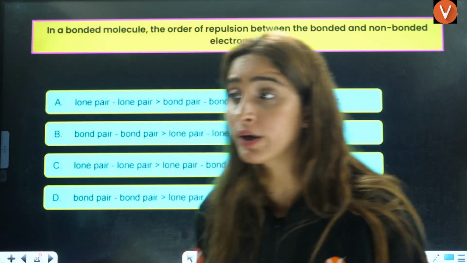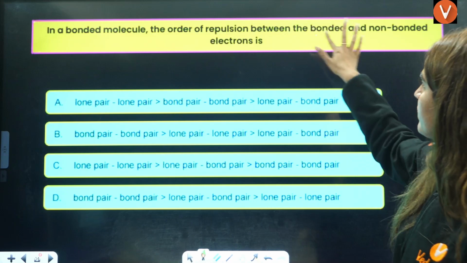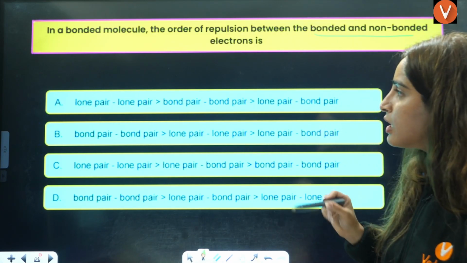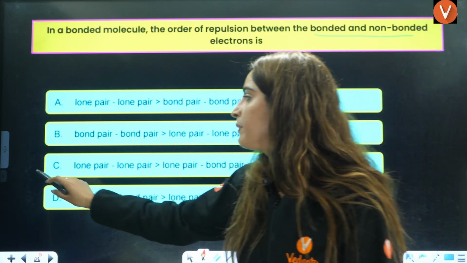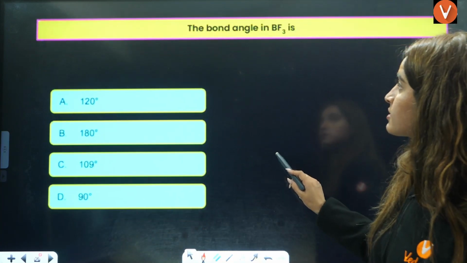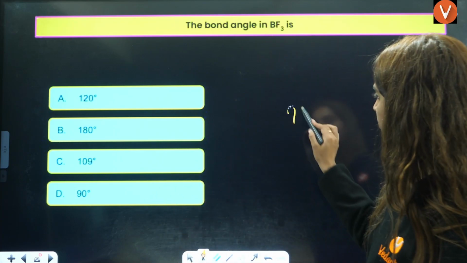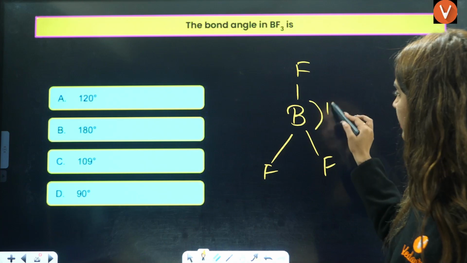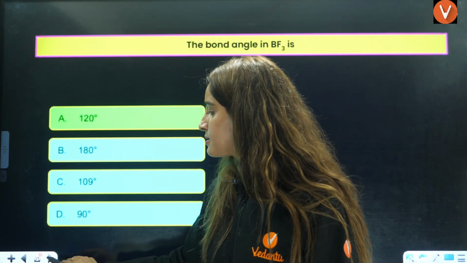Bonded and non-bonded electrons we are saying. The order of repulsion between bonded and non-bonded. One is bonded, other is non-bonded. So if you see, simple, that is lone pair, then lone pair, then bond pair, bond pair. So answer is C is the correct option, right? Next is the bond angle in BF3. BF3, what was the bond angle? It is trigonal planar. In trigonal planar, what is the bond angle? It is 120 degrees. So answer is A is the correct answer.